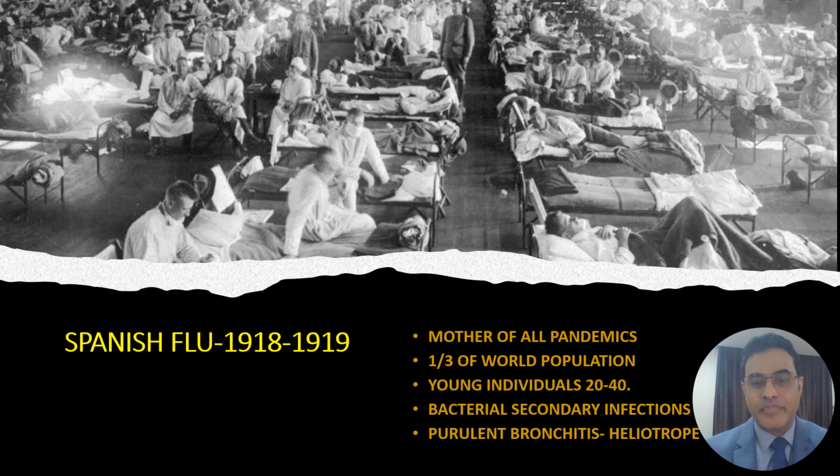The death is commonly because of viral pneumonias going into secondary bacterial infections, leading to purulent bronchitis, and further hypoxia, which caused heliotrope cyanosis. That is where the mortality happened. Unfortunately, that was a pre-antibiotic era, so they didn't have antibiotics in the First World War. That's why it took a lot of lives.